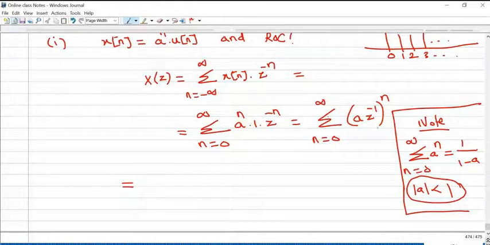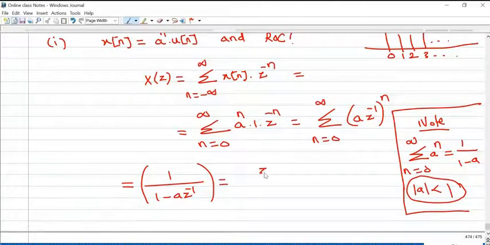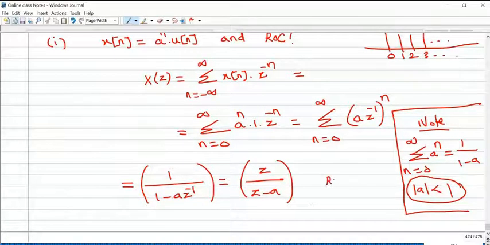So summation 0 to infinite a power n, the result is 1 divided by 1 minus a. So in this example, 1 divided by 1 minus a is Z inverse, or we can write this as Z divided by Z minus a. Okay? If you multiply Z in both numerator and denominator, you will get Z divided by Z minus a, the standard format. How to derive the region of convergence?